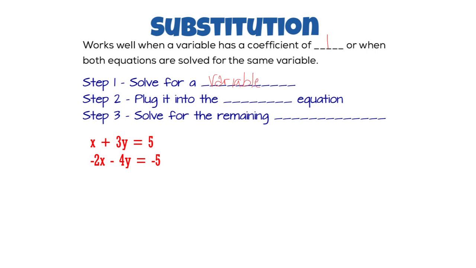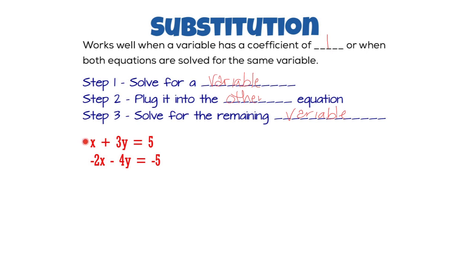Once you have that variable isolated, then you'll plug it into the other equation. And then you solve for the remaining variable. Remember, you're going to have two variables on this. So when you look at this system that I have right here, two equations, they each have an x and a y in it.